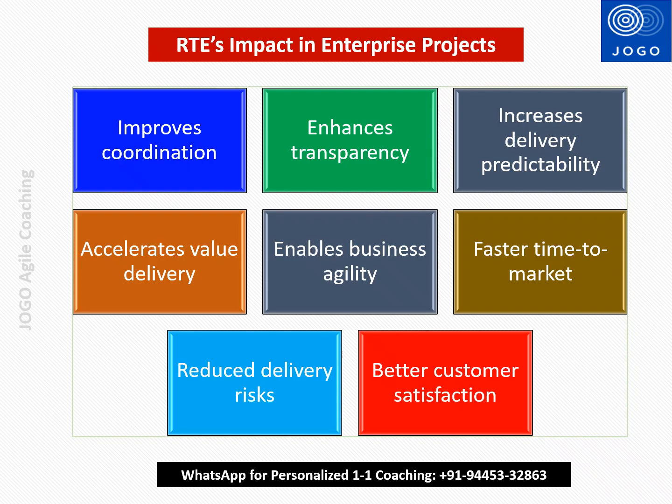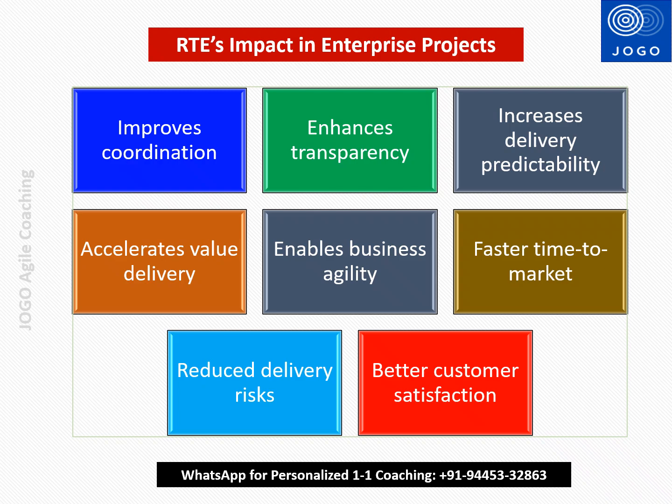The next one is faster time to market. One of the expectations or the benefits of having SAFe is improving the time to market, that is faster delivery of the product. RTE will create this impact in the enterprise software delivery. The next impact is reduced delivery risk. RTE will manage the risk across the team and also for the entire agile release train. So RTE will try to reduce the risk in the entire product delivery.